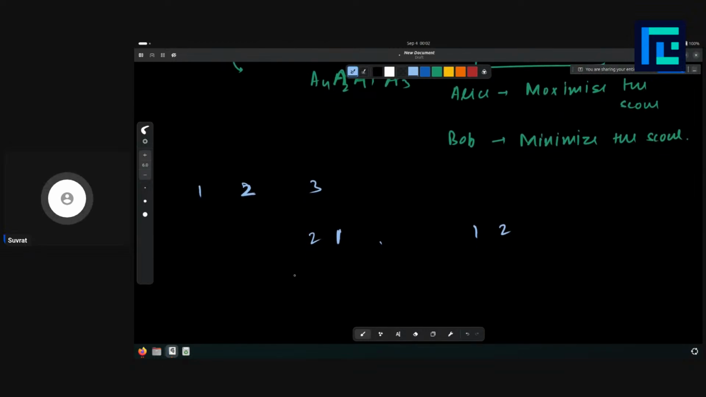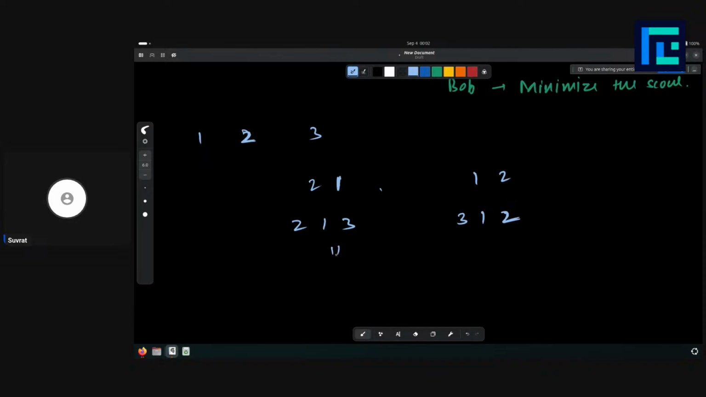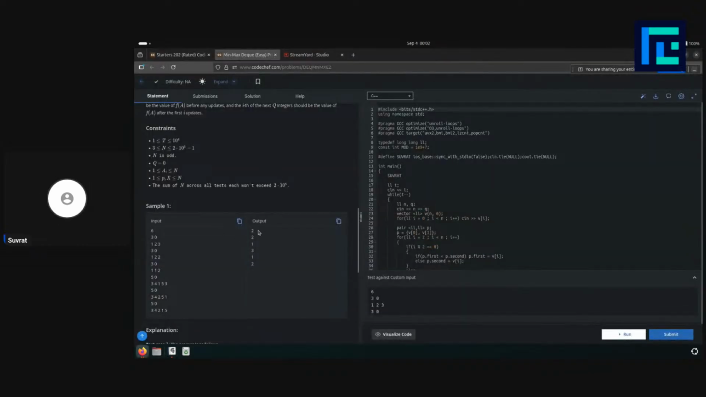So what Alice will do is place 3 here, and in this case, if Bob would have placed 2 on this side of A, then Alice would have placed 3 here. So in both the cases, the final score would just be minimum of 2, 3, which is 2. That means 2. So the next test case is 1, 2, 2.